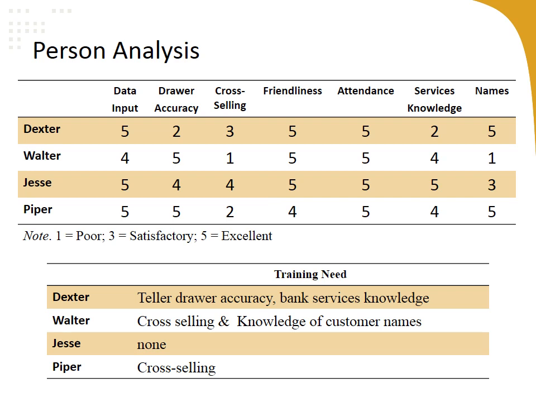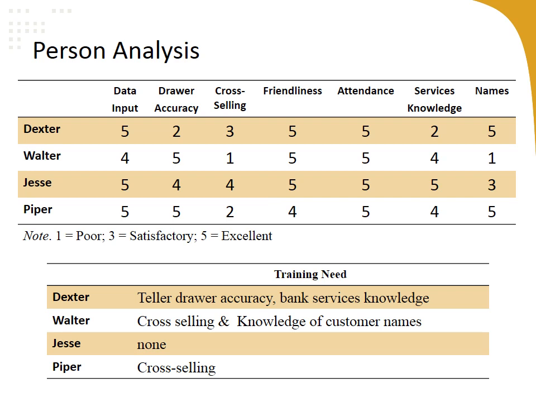So if I'm just looking at this, I can see that Dexter is having a little bit of problems with his drawer accuracy and not doing so well with bank services knowledge. So I would target those things first for training. And then maybe if those go well, you could maybe start targeting cross-selling as an area for training for Dexter. Then you see Walter is in desperate need of some training in cross-selling and learning customers' names. Jesse is looking like a really good employee, maybe focus on names, but overall I would probably just leave him alone and let him do his thing.